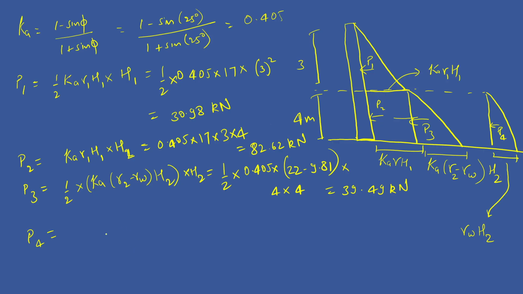Okay, thank you. And then you have the hydrostatic pressure from water, so this is half times gamma w, which is 9.81, into H2, which is 4, and then you multiply with the height again, which is 4, so 16 into 9.81 divided by 2 is 78.48.